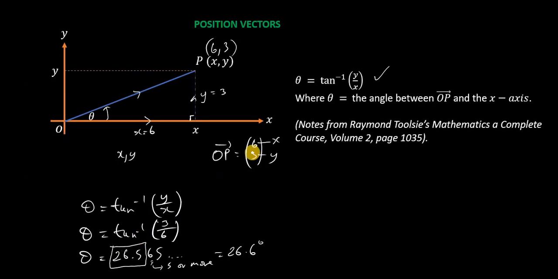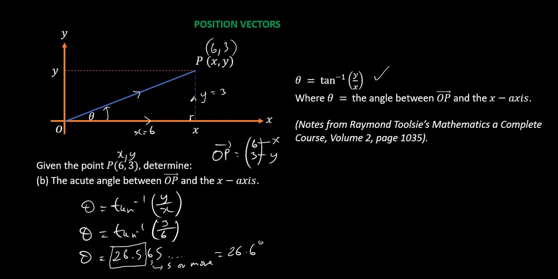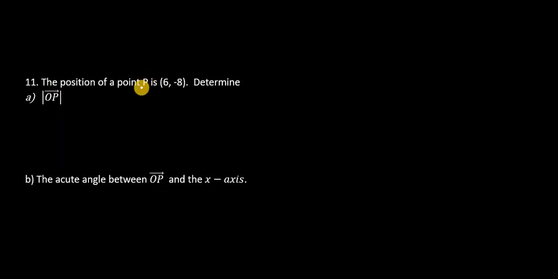All right, so let's look at some more examples. Now this is from the Tool C textbook, as mentioned before. Let's look at it. Yes, this is the Raymond Tool C Mathematics A Complete Course, Volume 2, page 1035. Examples and questions. Okay, so question 11. We're told that point P has coordinates 6 and negative 8. Determine the length of vector OP. And we know that OP will be the same as the coordinates, 6 and negative 8, as a column vector, so 6, negative 8.